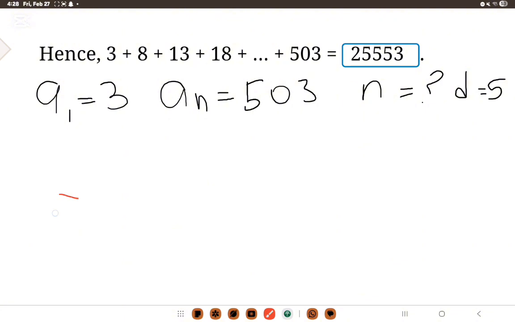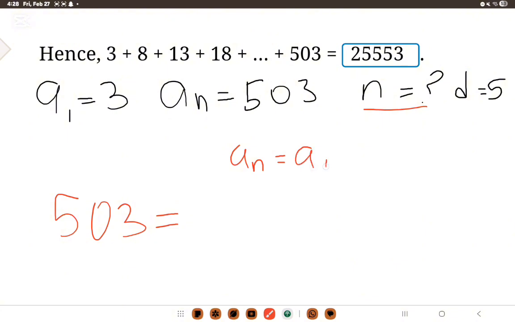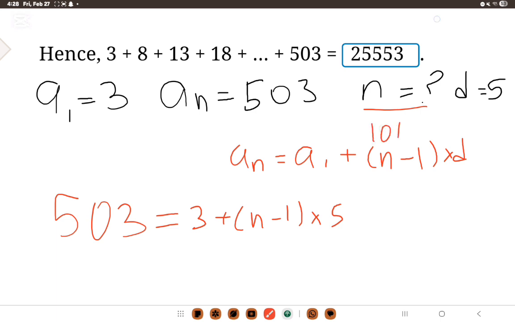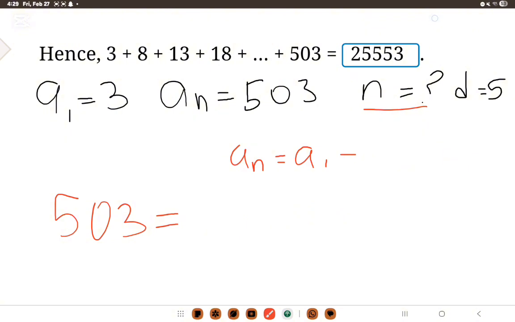So an, 503, is equal to, we're doing all of this to find n, a1 plus n minus 1 multiplied by d. a1 is 3, so 3 plus n minus 1 multiplied by 5. On my calculator, 503 is equal to 3 plus x minus 1 multiplied by 5. We are going to get that n is 101. This is so much work, bro.